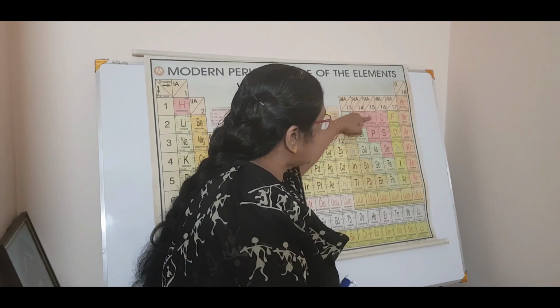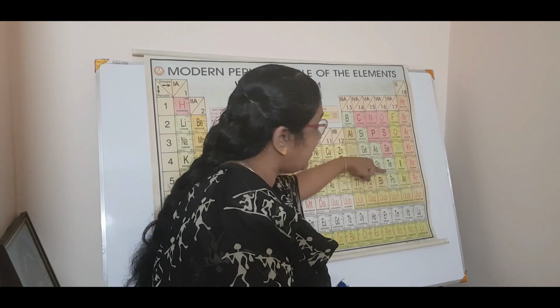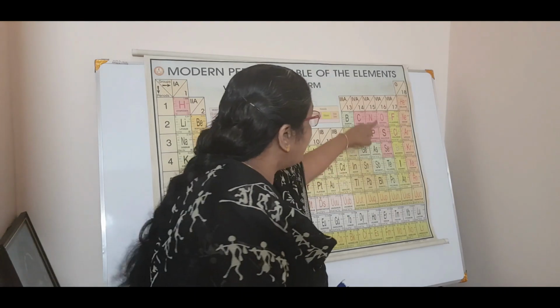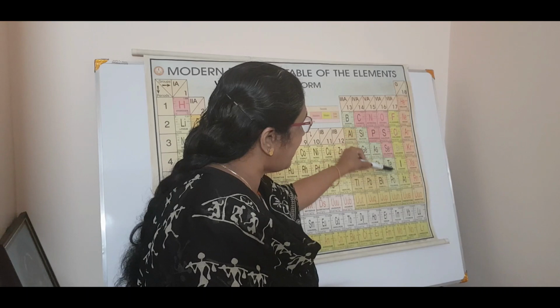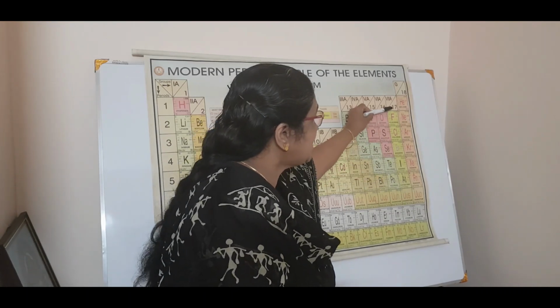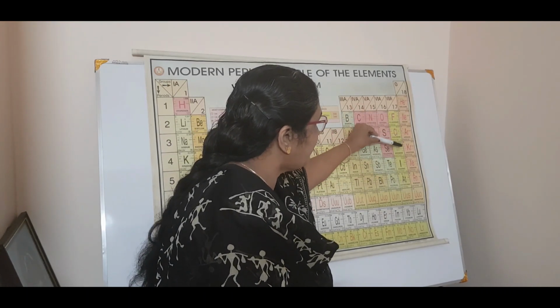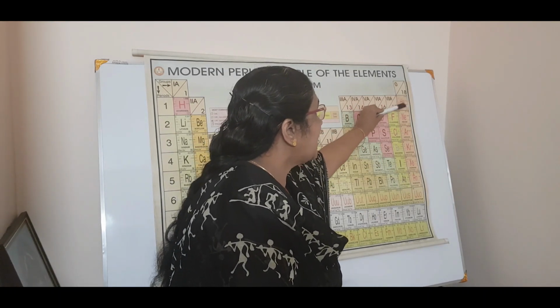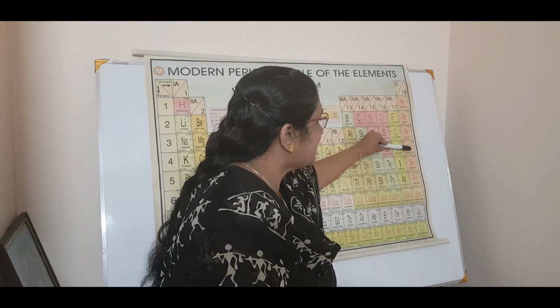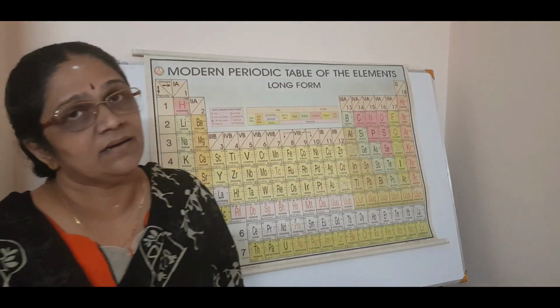15th group, nitrogen, phosphorus, arsenic, antimony, bismuth. Then 16th group, oxygen, sulfur, selenium, tellurium, and polonium. 17th group, fluorine, chlorine, bromine, iodine, astatine. And the noble gases, helium, neon, argon, krypton, xenon, and radium.